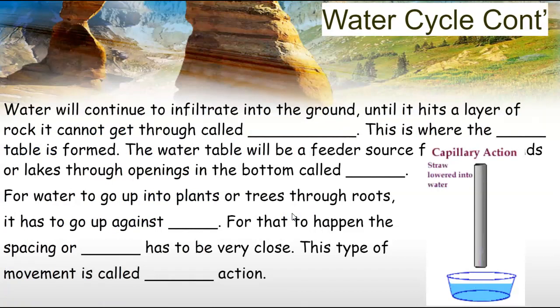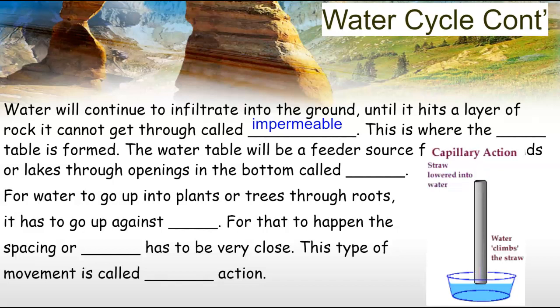All right, so water will continue to infiltrate into the ground until it hits a layer of rock it can't get through, called impermeable. Another word to know is saturated versus unsaturated. The water will continue to infiltrate until the ground has hit saturation. If it's totally saturated, no more water can get in it, and then it'll run off. If it is unsaturated, then water can still infiltrate until it hits that impermeable rock.